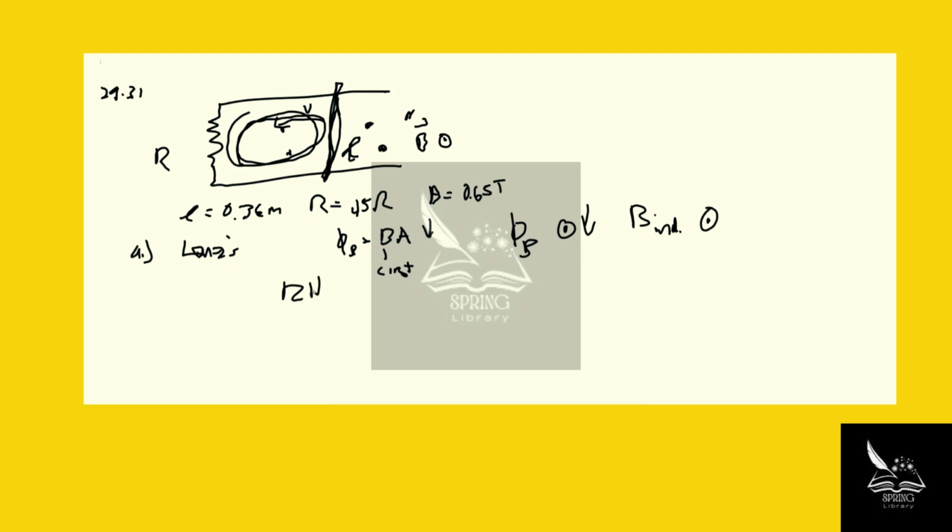Now we've got to use the right-hand rule and figure out which direction of current in this loop produces a B field out of the page. And if you do the right-hand rule, you'll see that this is going to be counterclockwise. Okay? Cool. So now let's figure out what the current value is, because we're going to need that for the second part of the problem.